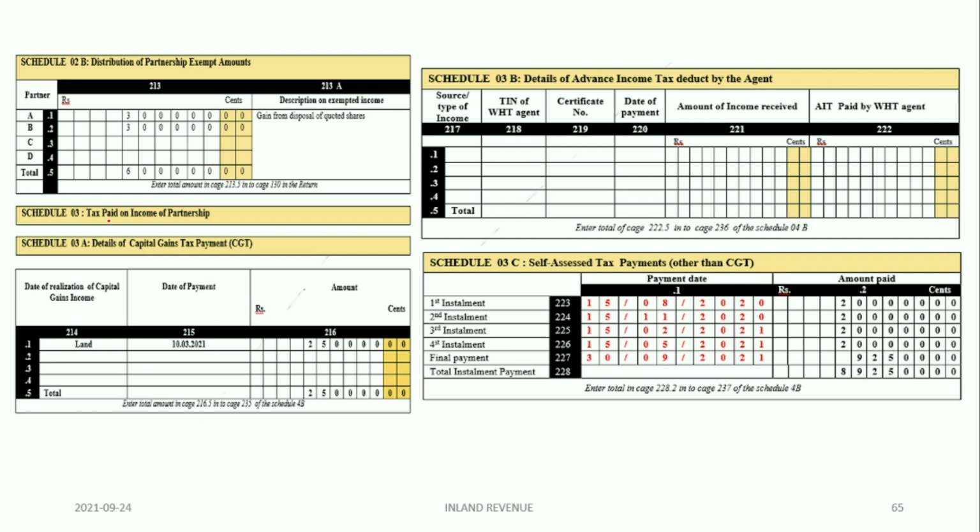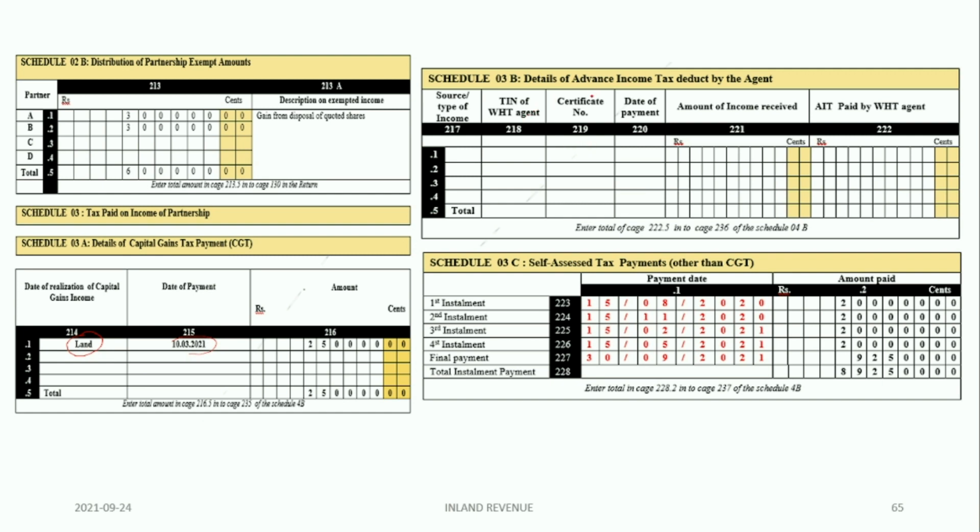Then schedule 3 is provided to include the payments of tax. Now there is schedule 3A, capital gain payment, detail of capital gain. For land or building, the narration should be included in cage number 1, the date of tax paid. Based on the realization, when the partnership made the payment of tax, that detail you should include under cage number 215, and 250,000 paid, and that 250,000 is included under cage number 5 of 216.